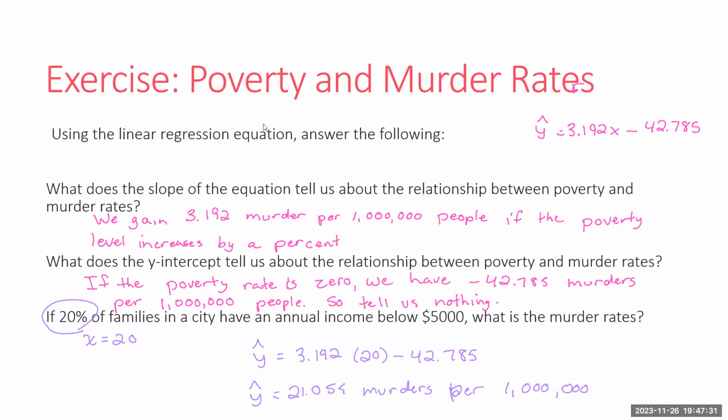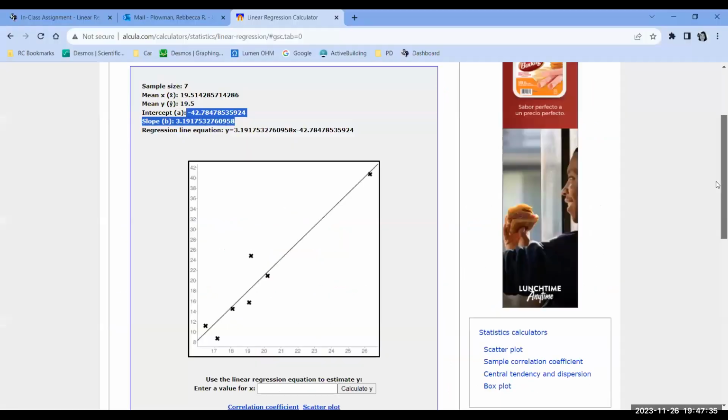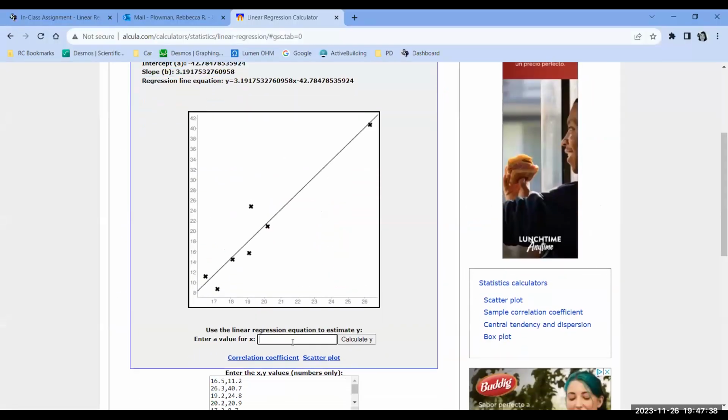So just something to show you back here with this equation, or this calculator here. Actually, you can type in an X value, so I could have typed it in here and calculated it. And we get something that's pretty close. So we had 21.055, we get 21.050. So really, really close.